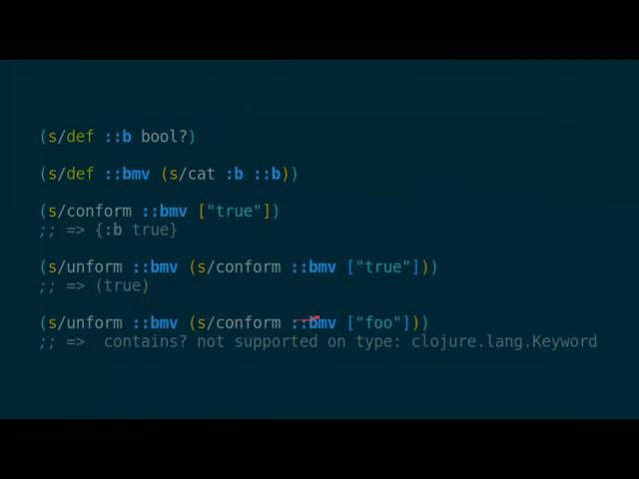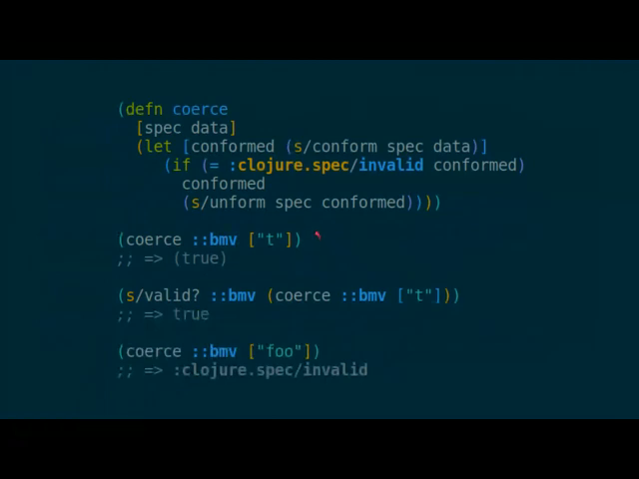But the trouble is, if we put in something that we don't recognize, something that's invalid, then we get an exception. Obviously, the solution to this is a little function like this, where we conform stuff. If it's invalid, then we just return it. If it's not, then we unform it. And this lets me do things like this: a little vector with t in becomes a list of true.